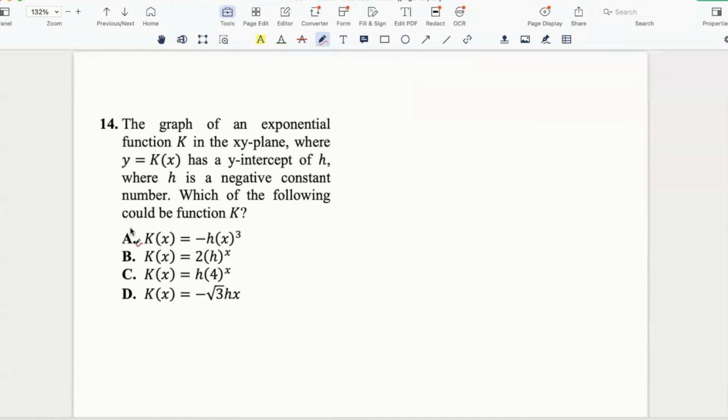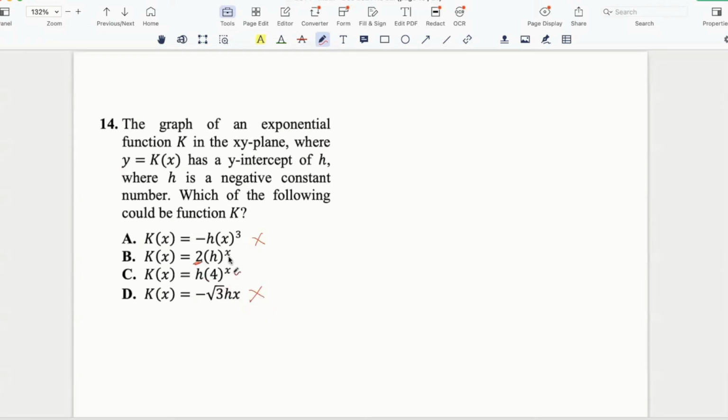The graph of an exponential function k in the xy plane, where y is k(x), has a y-intercept of h, where h is a negative constant. Which of the following could be a function k? Okay, so k has to be exponential, so it can't be this because here it's a cubic function, and it can't be this because here it's a linear function.